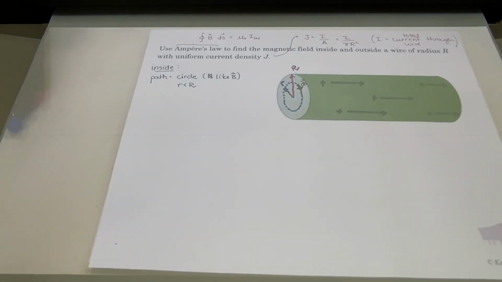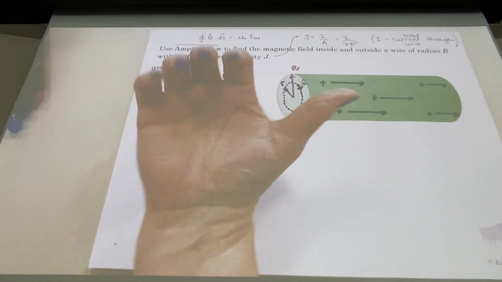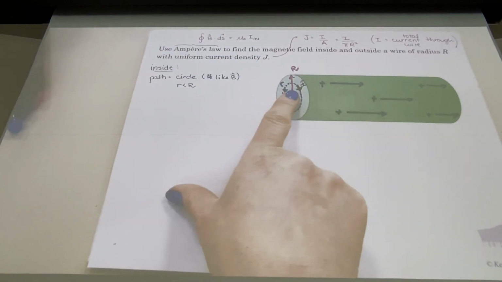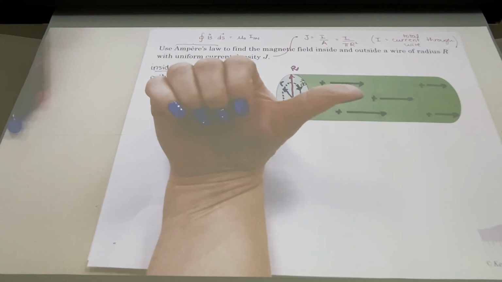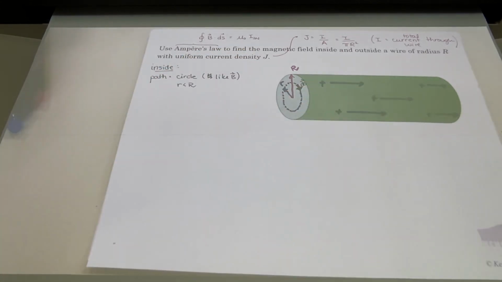ds is a vector, it has a direction. If my current goes this way, my magnetic field lines are coming around this way. So in the front, my ds is pointing down because that's the direction of my magnetic field. So I'm picking ds to be parallel to the magnetic field.